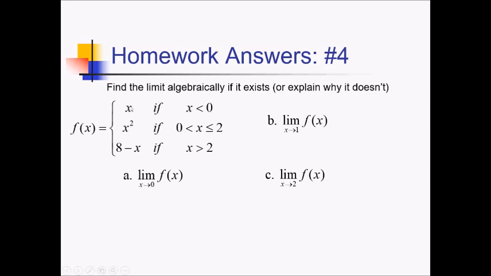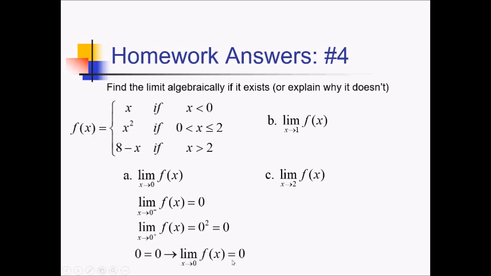Plugging 0 into this x here, we just get 0 as that left side limit. Now for the right side limit at 0, we have to consider the second rule, the rule that covers the values that are just a little bit bigger than 0. So that's going to be 0 squared if we plug that in, which comes out to 0. Since the left and the right side limits give us the same number, therefore the two-sided limit at 0 is also going to be 0.